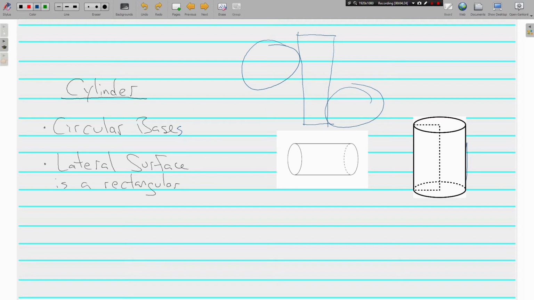Also, anytime you take a three-dimensional figure and you lay it out flat like this, it's called a net. The net of a three-dimensional figure is when it's all laid out flat.